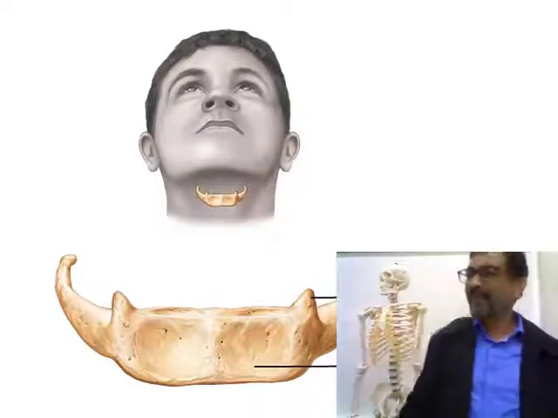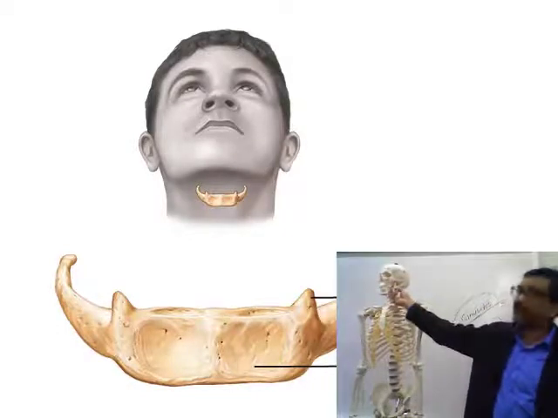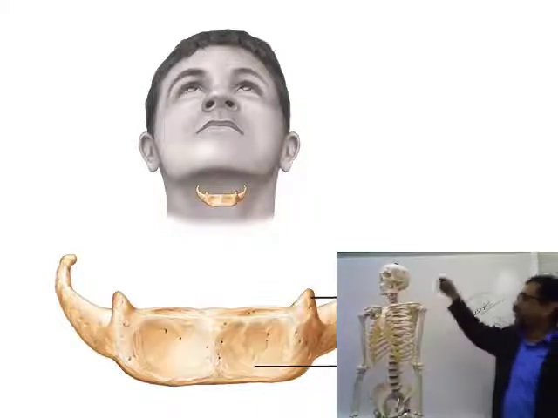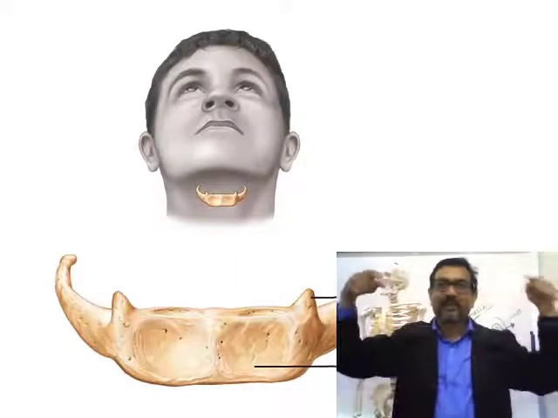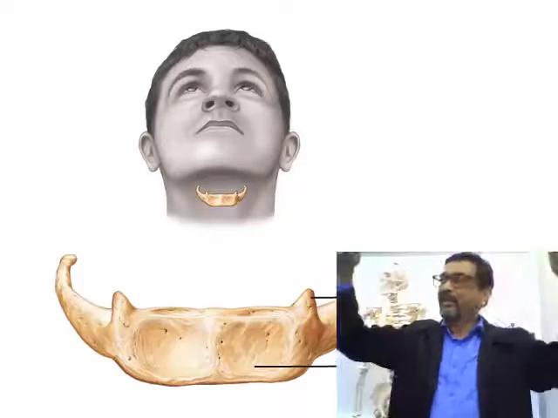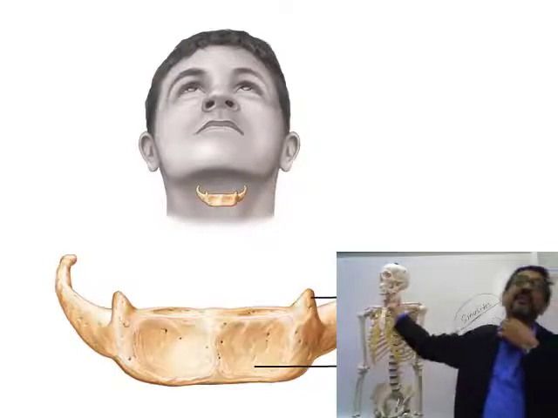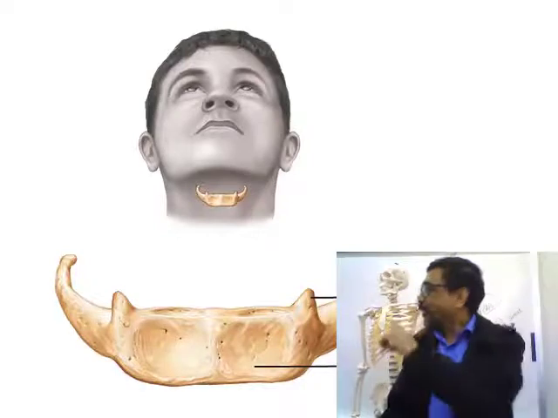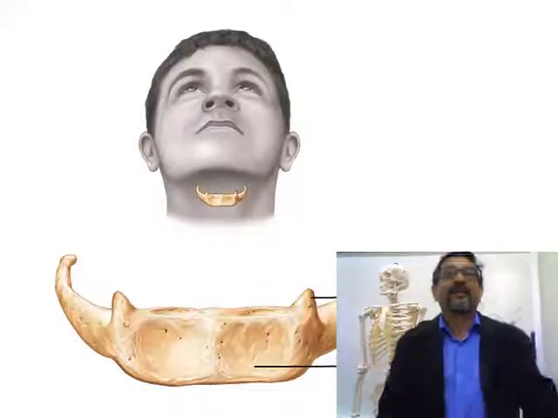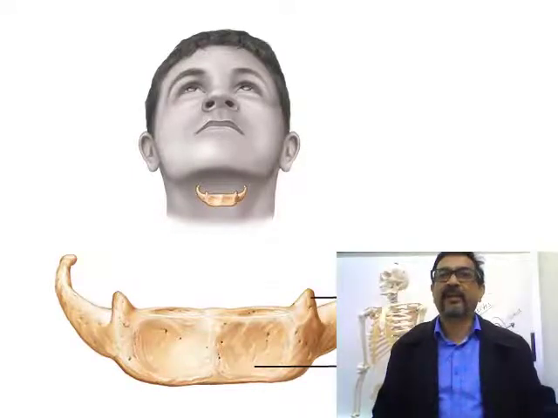So he is the lonely bone, and this bone is not directly attached to any other bone. Physically not attached. Then how is this bone staying here? By the ligaments. Ligaments hold this bone there, in the upper part of the neck. And this bone has a body and two pairs of horns, lesser horns and greater horns.